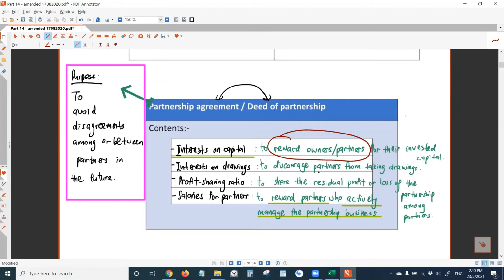Why in the first place do you invest into a business? To earn money, right? So interest on capital is the reward to the partners because they have invested money into the business. There's 1 minute left. Later, I will show you the comparison between these and what would happen in a sole trader business. You may exit and rejoin.